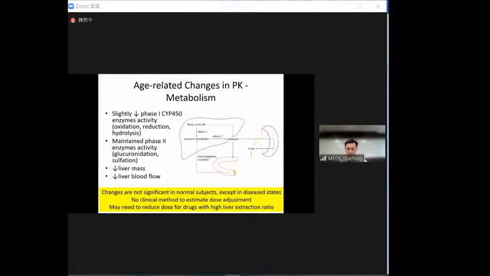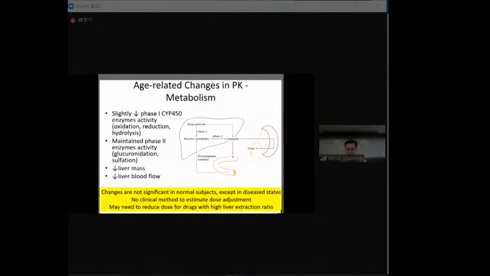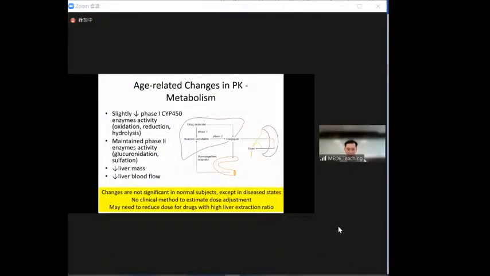So the next one would be the metabolism. Overall, the metabolism of the drug is only minimally affected. Although we have some aging-related changes, like a decrease in the phase 1 enzymes, mainly the phase 2 enzymes would be relatively preserved, and we have decrease in the liver mass and decrease in the liver blood flow, but overall, because of the abundant liver enzymes available, the metabolism would not be affected unless in the situation of disease.